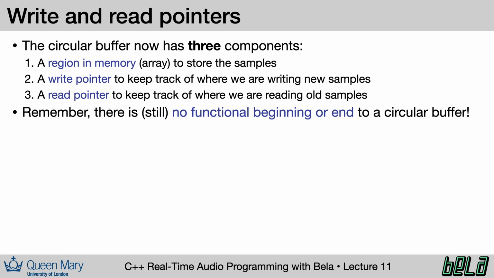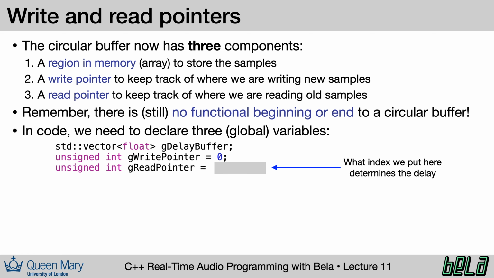Our system therefore has 3 components at this point. We have our region in memory, or array, which we implemented as a C++ vector. We have our right pointer, which keeps track of where new samples will be written. And we have our read pointer, which keeps track of where we read the old samples from. In code, it might look something like this.